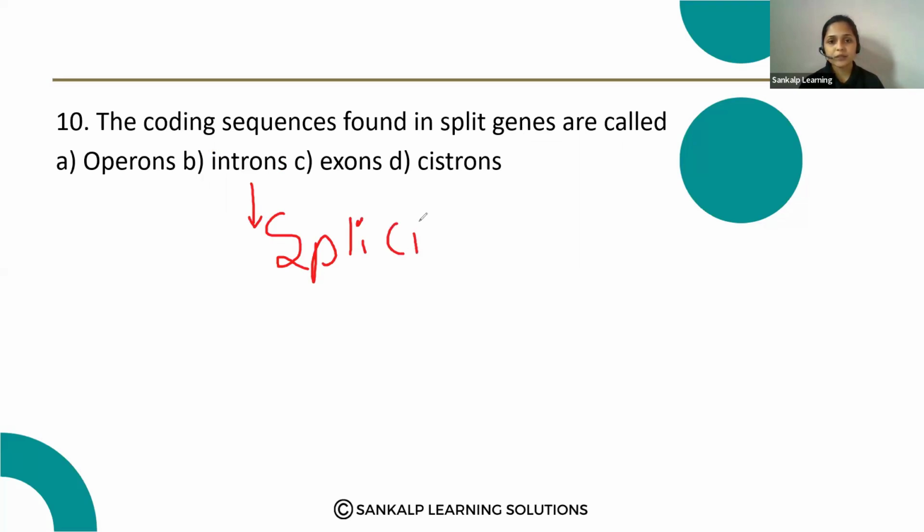After the transcription, the splicing process will be done. In this splicing process, introns are removed. And cistrons, you know, are the coding sequences that code for a particular gene. And operons are not split genes.